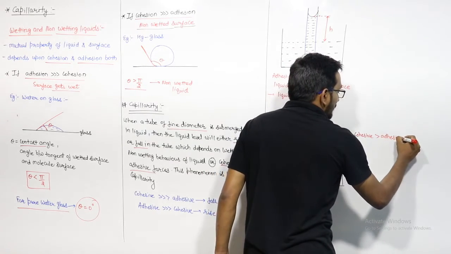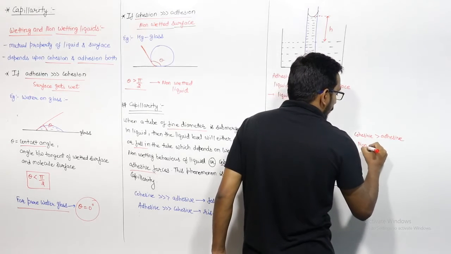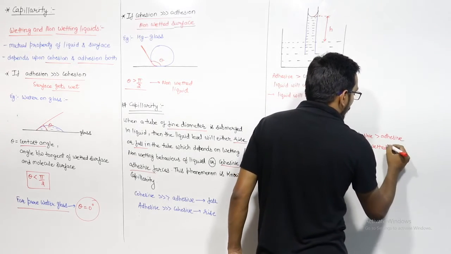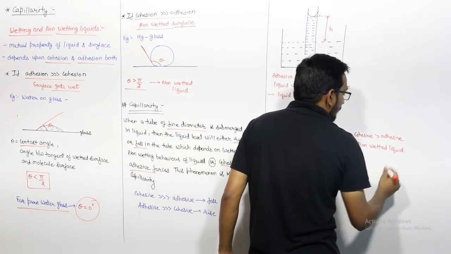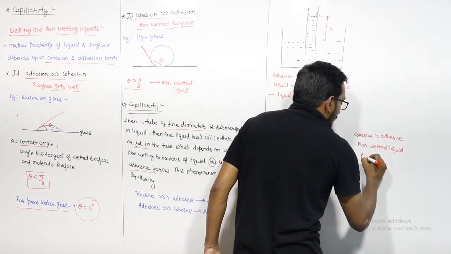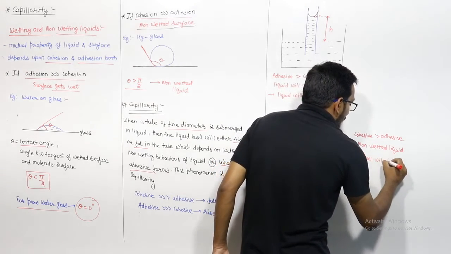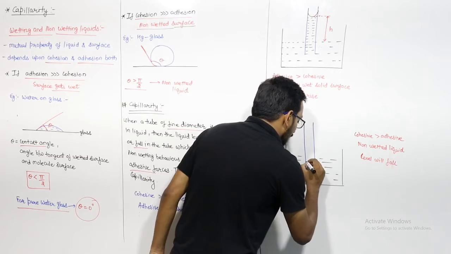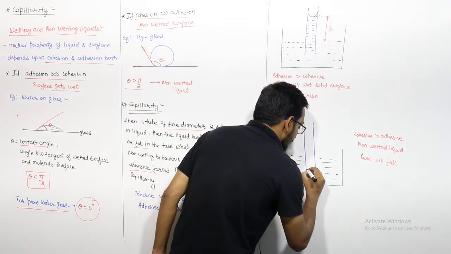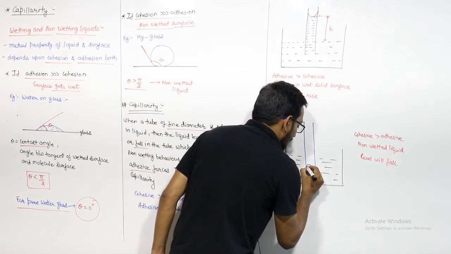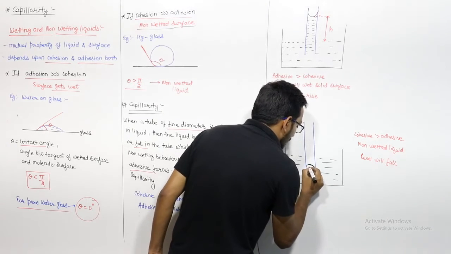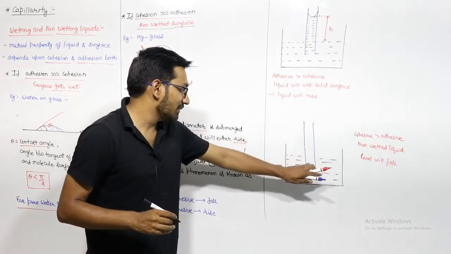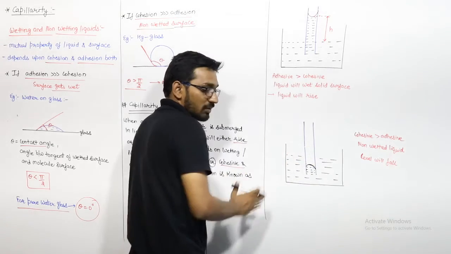If in this case the cohesive forces are more than the adhesive forces, then we have non-wetted liquid. The liquid will not wet the solid surface. So if we have non-wetted liquid, then the level will fall down in the tube, right? In this case, the surface will take this shape, and the level will fall down.